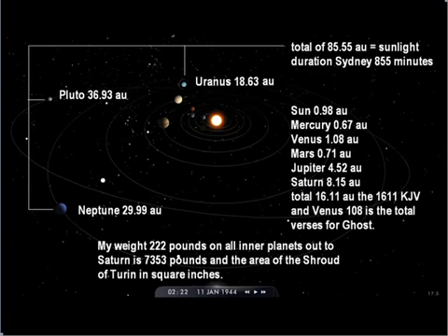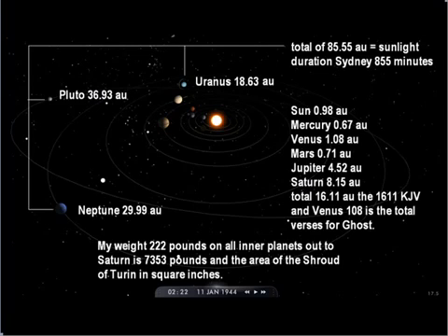Now, my weight on all of the planets, now my official weight's 222 pounds. I might need a bag of chips now and then. Maintain it. Out to Saturn is 7353 pounds, and the area of the Shroud of Turin in square inches.